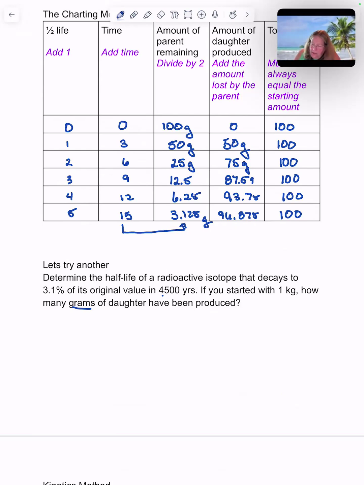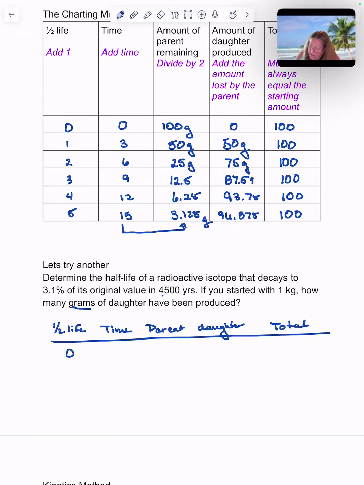So we need to do a half-life, time, parent, daughter, and total. Remember, we start at 0. We're going in percent, so we have 100% of my parent, we have no daughter, and we have 100% total. One half-life, we don't know how long that is. We have 50% of my parent, 50% of the daughter, for 100% total.